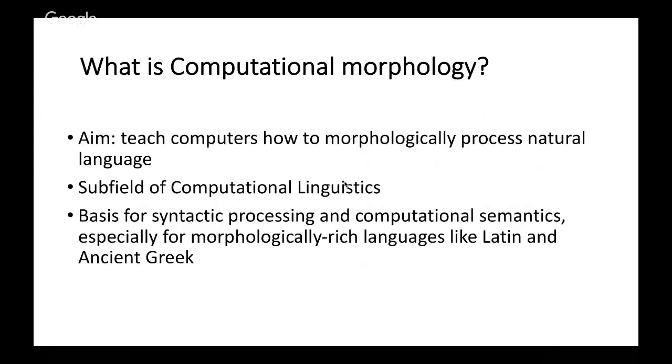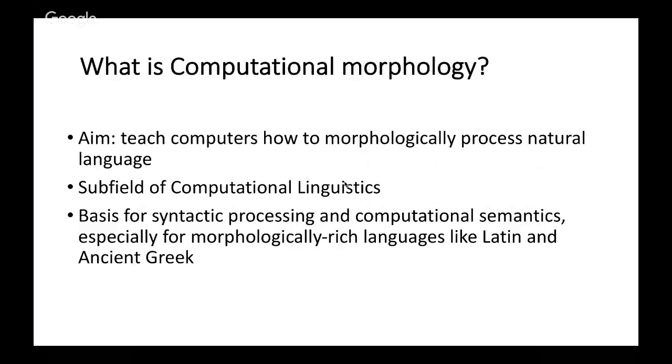In typical natural language processing and computational linguistics research, a lot of work is done on modern languages, particularly English, where morphological features are not very rich. And in the case of ancient languages, this becomes a very crucial step.